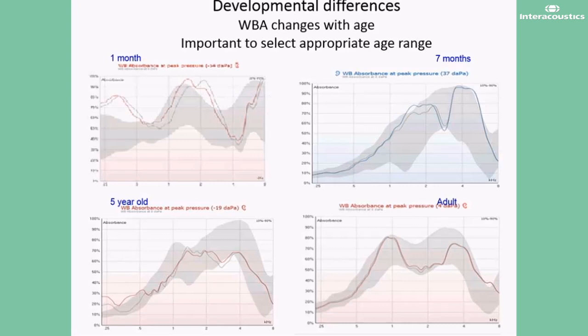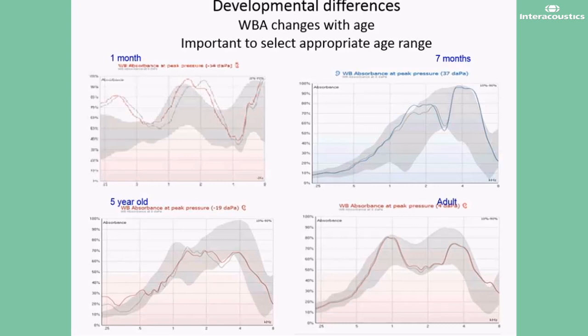While the increased pattern of the large absorbance at 1 to 4 kilohertz is maintained, there will still be developmental differences between infants and young children. Even in adults, a significant difference has been found between young adults and older adults, with the older adults showing reduced absorbance in the high frequencies. So you can see that the normative range also varies according to the age group. So it's important to understand the variations due to age and use the relevant normative data for each age group.